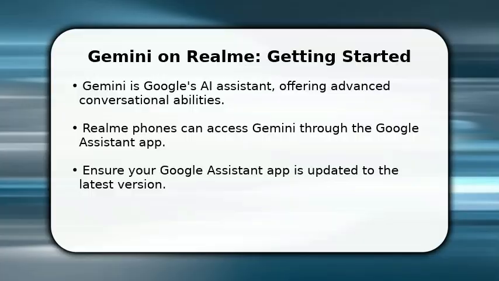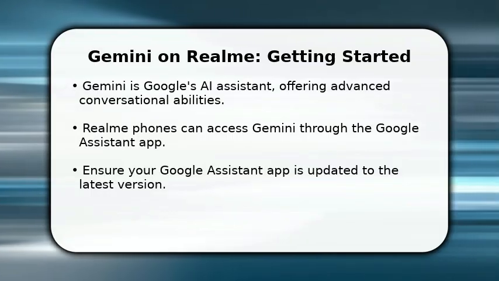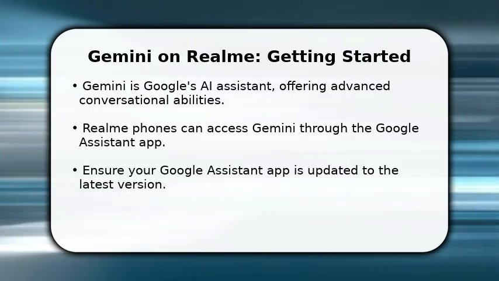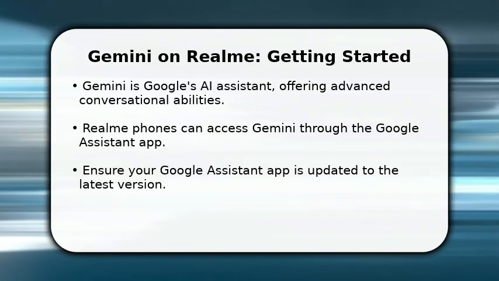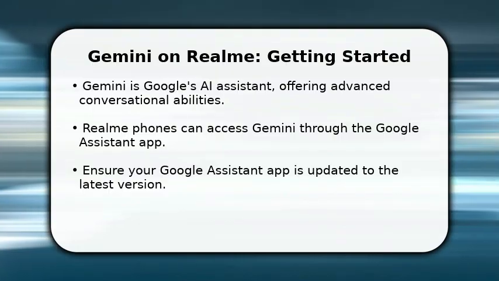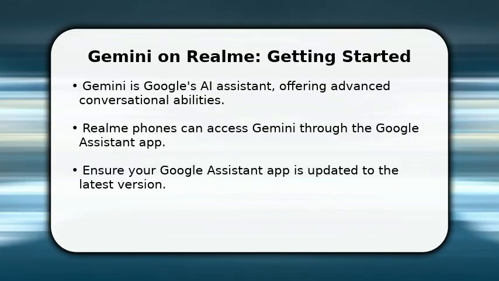Enjoy the video. In this video, I will explain how to use Gemini on your Realme phone. First, make sure your Google Assistant app is fully updated. You can check for updates in the Google Play Store. Gemini integrates directly into the Assistant, providing a more powerful and conversational AI experience. This allows you to access its features seamlessly, enhancing your daily tasks and information retrieval with ease.